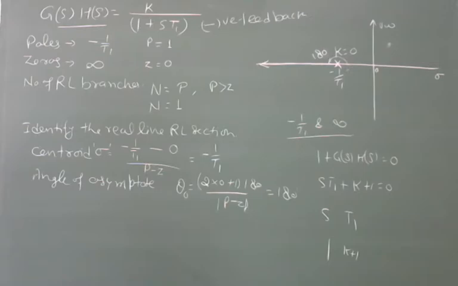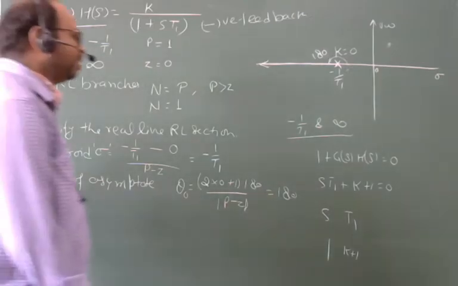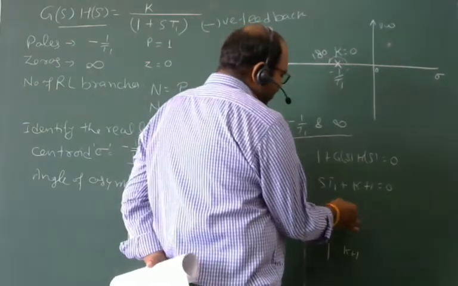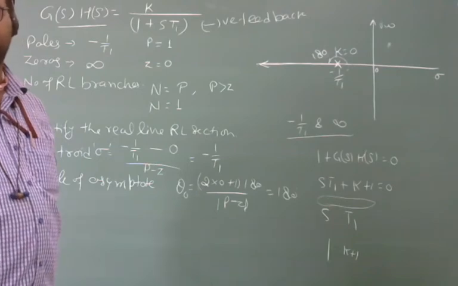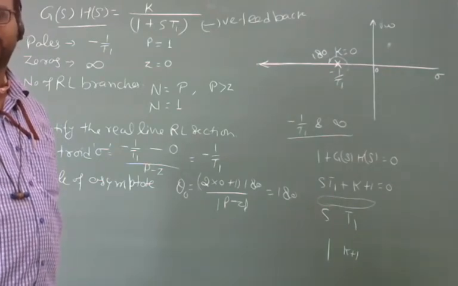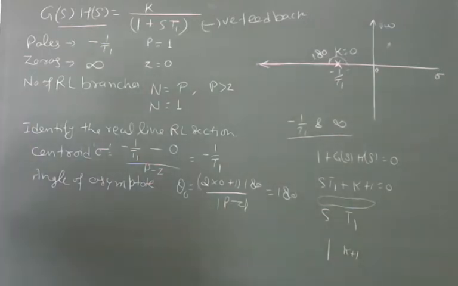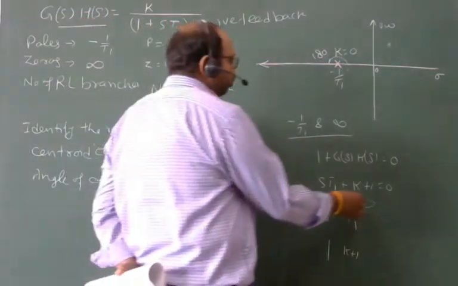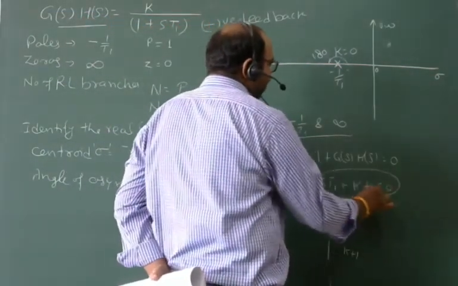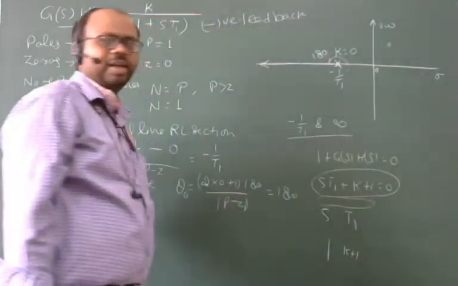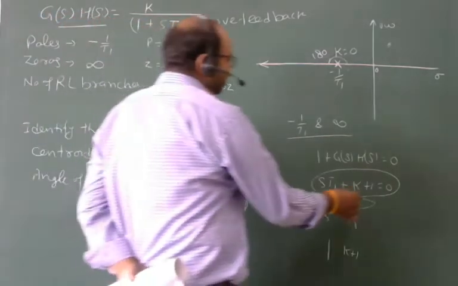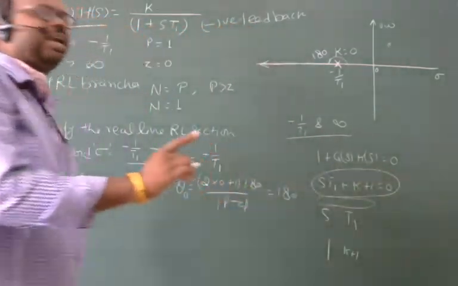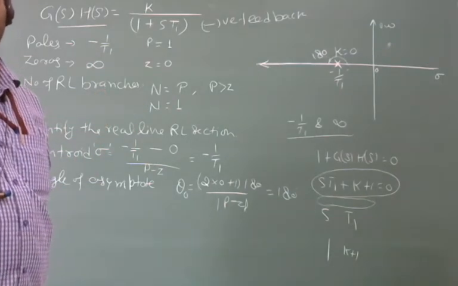T1 and K plus 1. Since there is no square term, the root of this characteristic equation will never lie on the imaginary axis.